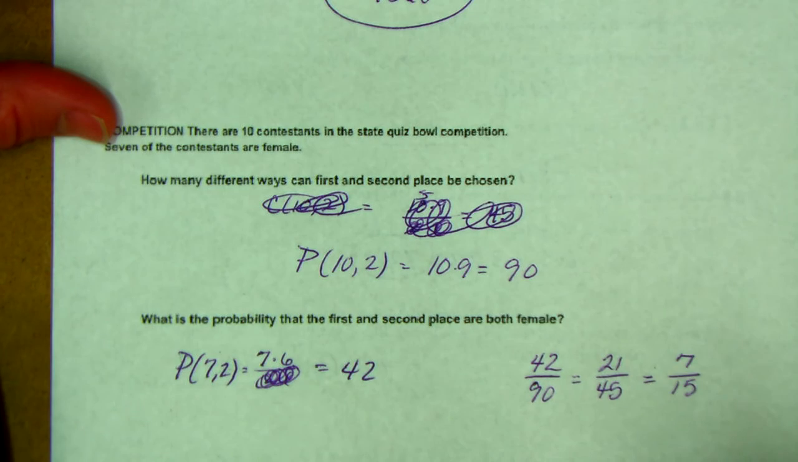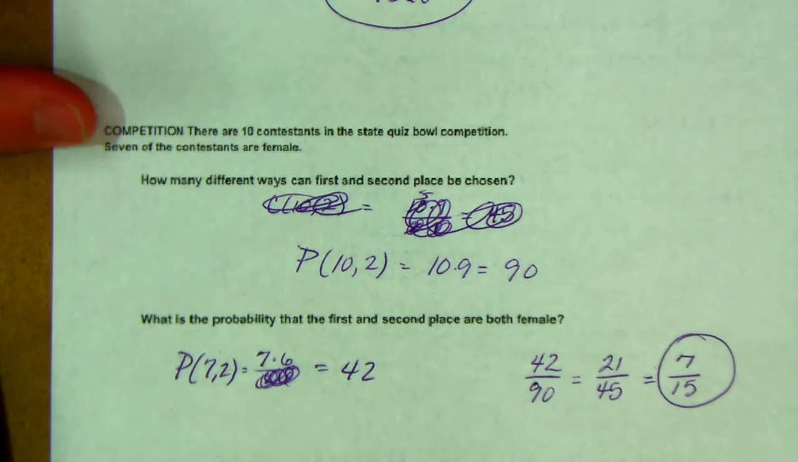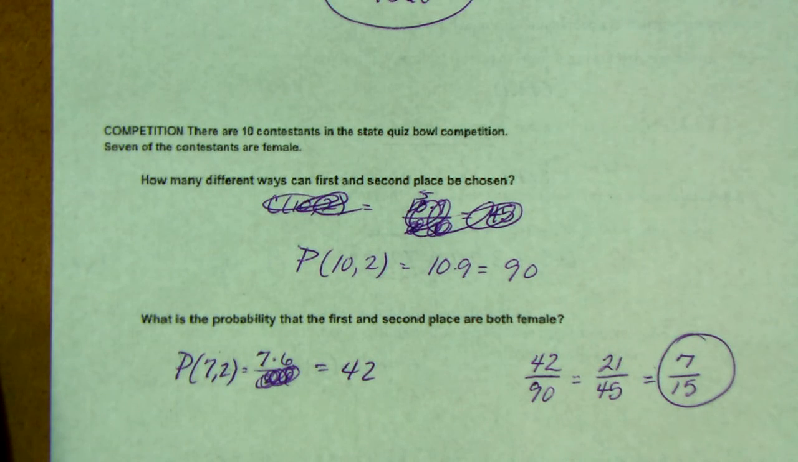Did I do that wrong? 7 over 15. All right. So there, your assignment is to do your purple worksheet. And if you have any questions, come see me.